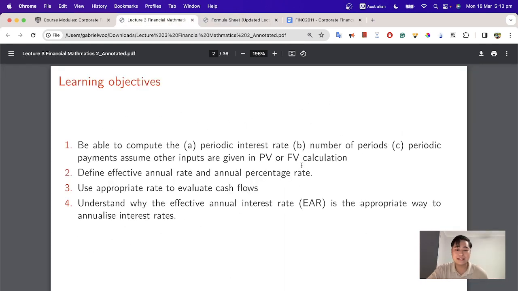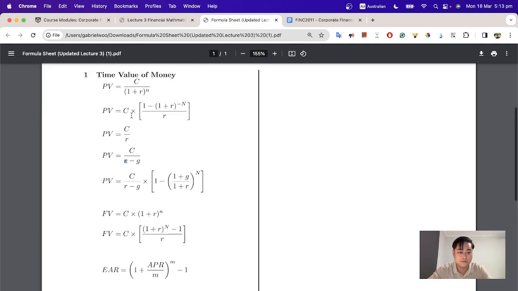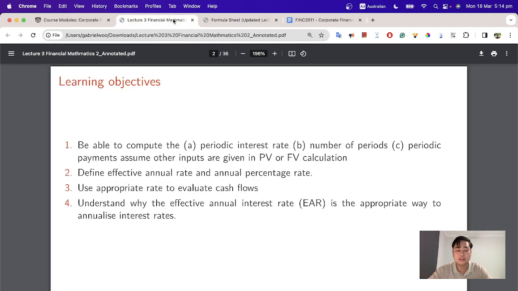Define effective annual rate and annual percentage rate. So this is the EAR and the APR. The effective annual rate includes compounding, and the annual percentage rate is the quoted rate. However, once again, when we are talking about R in terms of these formula sheets, we are talking about the rate being used rather than just the EAR and the APR. Use appropriate rates to evaluate cash flows and understand why the effective annual interest rate, EAR, is the appropriate way to annualize interest rates.